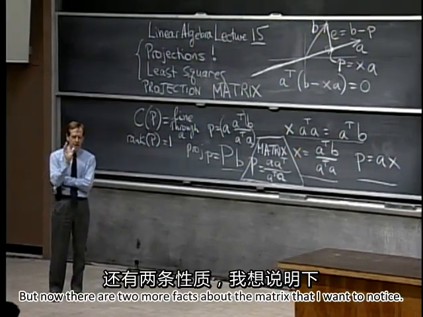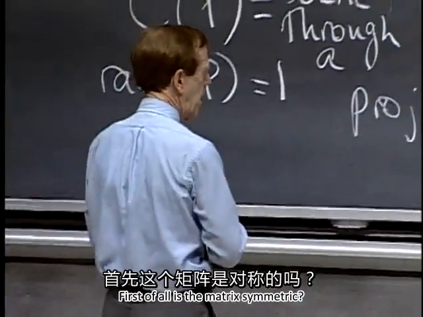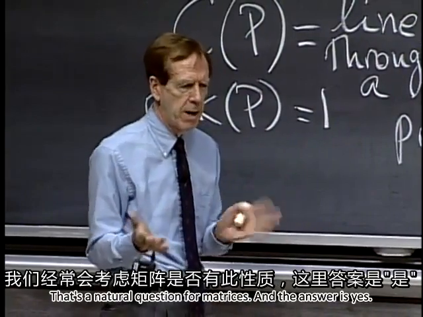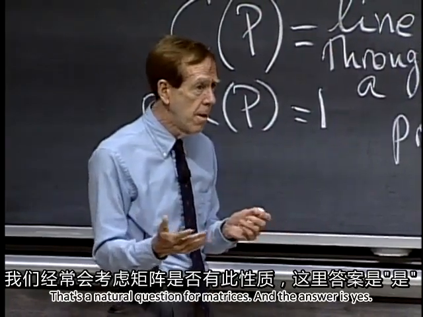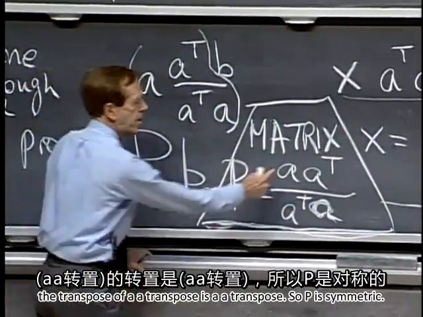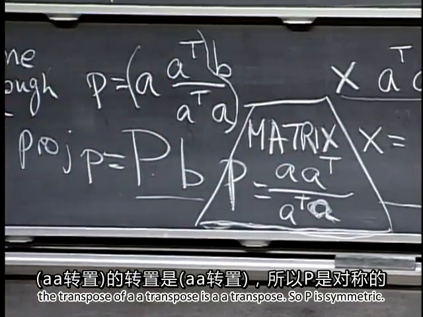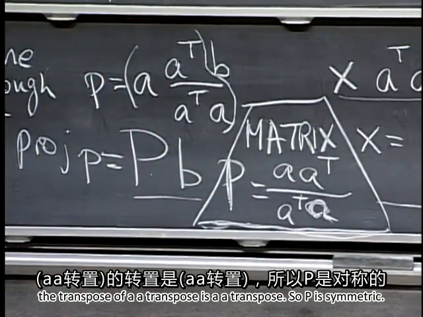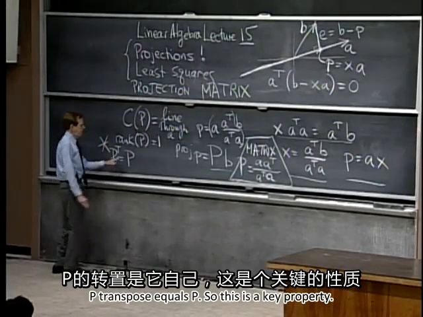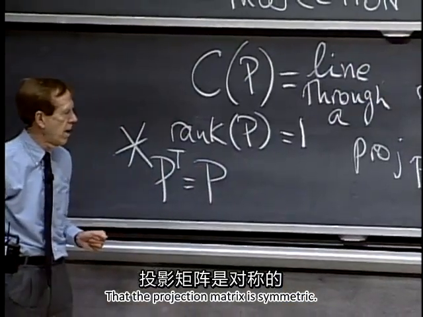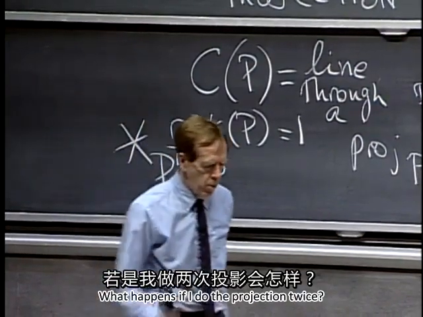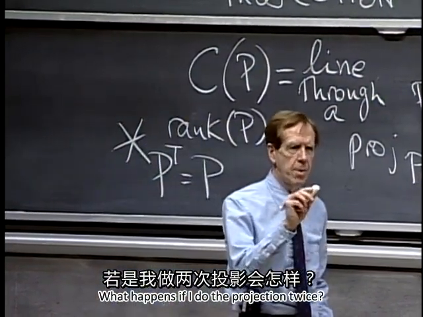Okay. So I know that much about the matrix, but now there are 2 more facts about the matrix that I want to notice. First of all, is the matrix symmetric? That's a natural question for matrices. And the answer is yes. If I take the transpose of this, there's a number down there. The transpose of A transpose is A transpose. So P is symmetric. P transpose equals P. So this is a key property, that the projection matrix is symmetric. One more property now, and this is the real one. What happens if I do the projection twice?